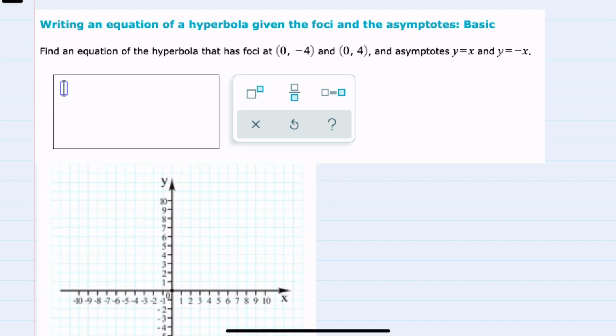In this video, I'll be helping you with the ALEKS problem type called writing an equation of a hyperbola given the foci and the asymptotes, basic. I've included a graph here because I think it's helpful to actually draw the information that's being given. And I'll start with the foci of (0, -4) and (0, 4).